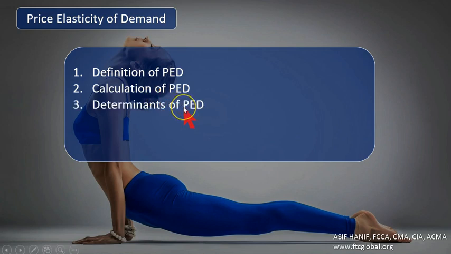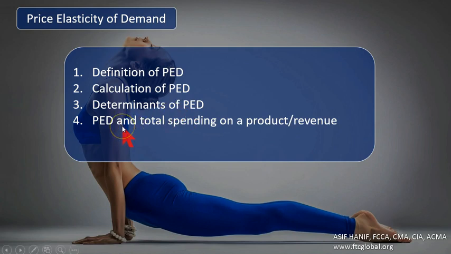Next, determinants of PED, the key influences on whether demand is elastic or inelastic and what affects the elasticity of demand. Then the fourth one is PED, price elasticity of demand, and total spending on a product and how would it affect the revenue for the vendor or the seller. The relationship between PED and total spending on a product from customer side, revenue from the vendor side, and both in a diagram as well as in computations we'll discuss. And then finally the significance of price elasticity of demand.